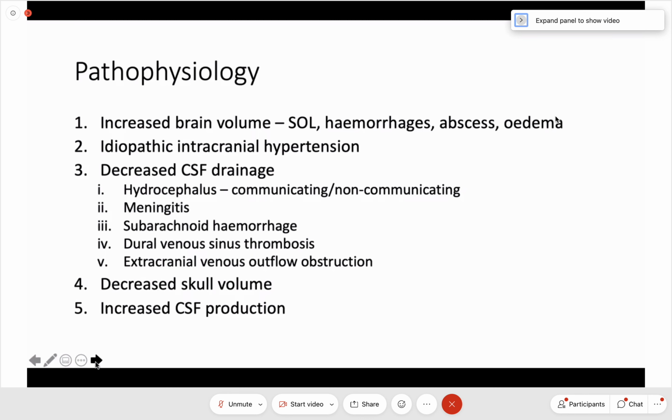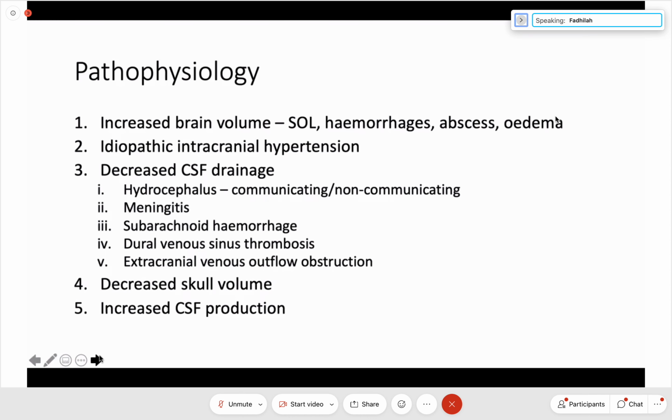Number 3 is when there is decrease in CSF drainage, right? So this can be due to hydrocephalus, meningitis, subarachnoid hemorrhage, dural venous sinus thrombosis, as well as extracranial venous outflow obstruction. What can cause this extracranial venous outflow obstruction? Conditions like large goiter, or if the patient has a big thyroid tumor, so they can obstruct the outflow. And the last 2 causes are rare, and these include decreased skull volume, what you see in craniosynostosis, as well as increased CSF production.